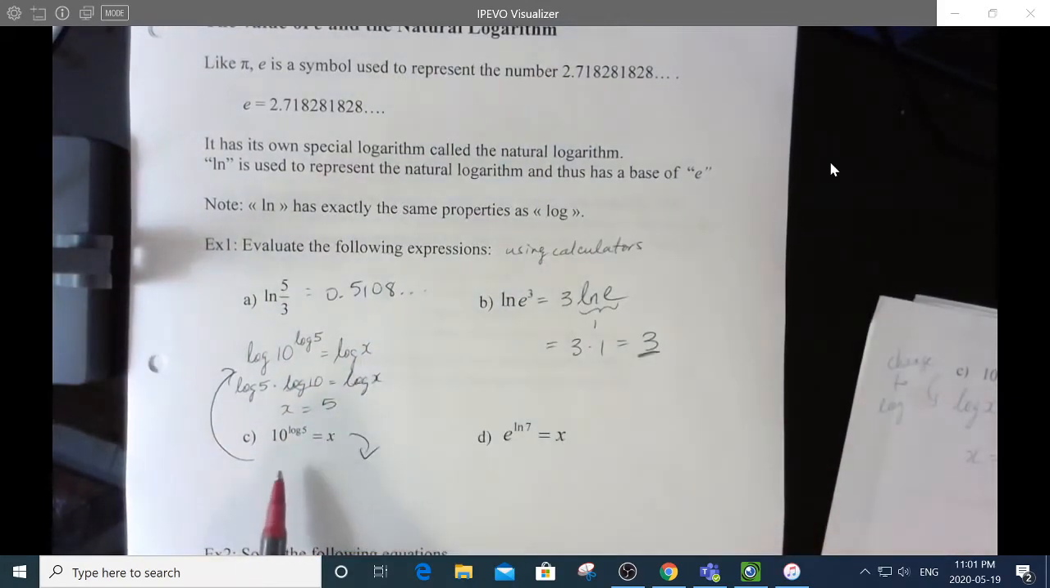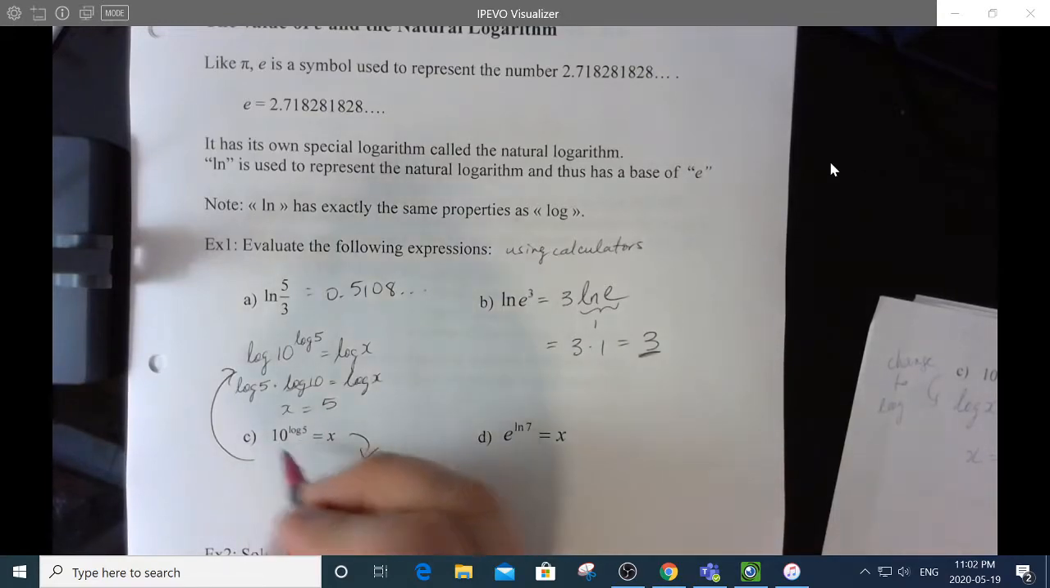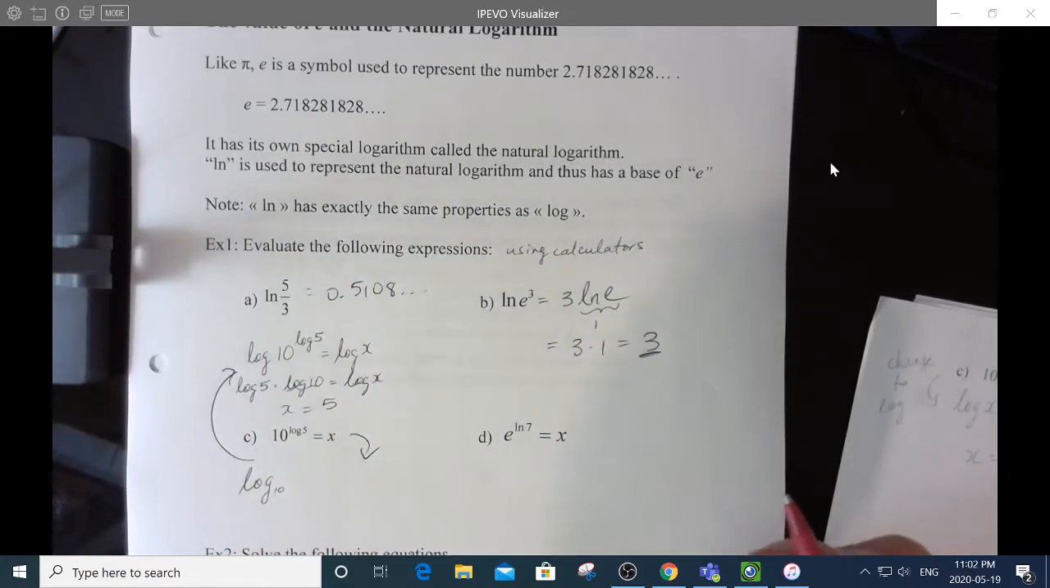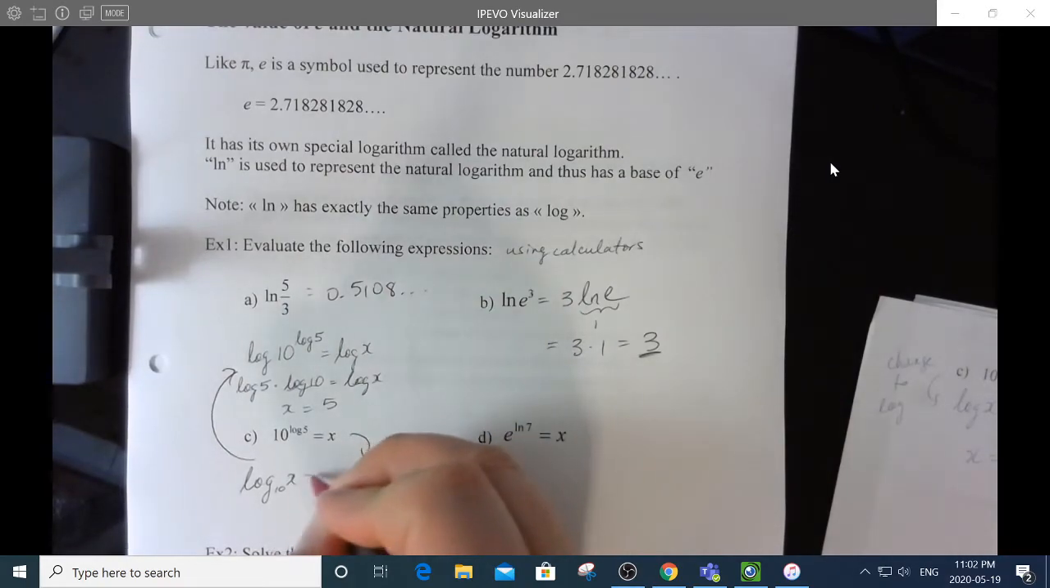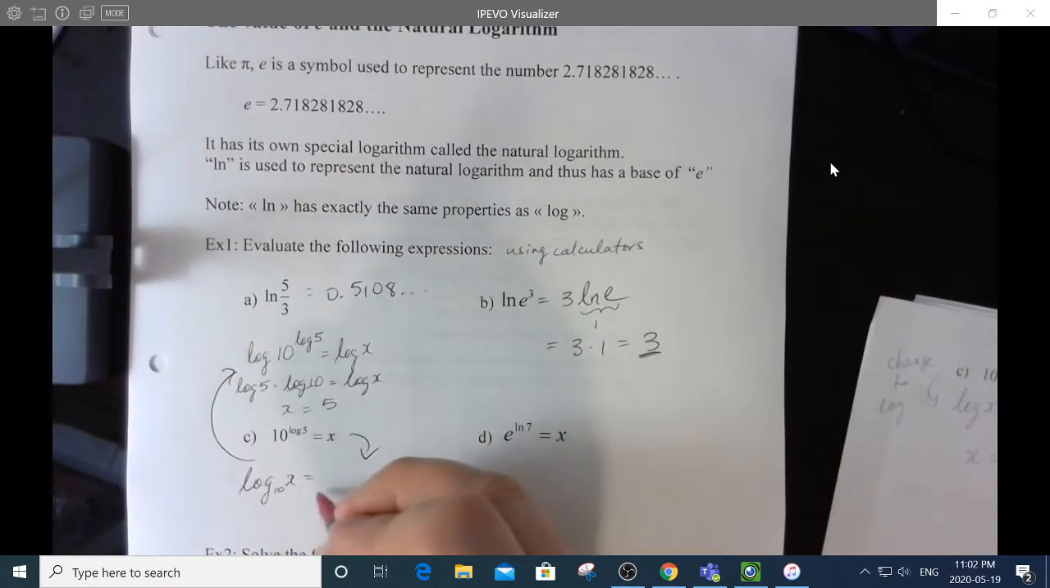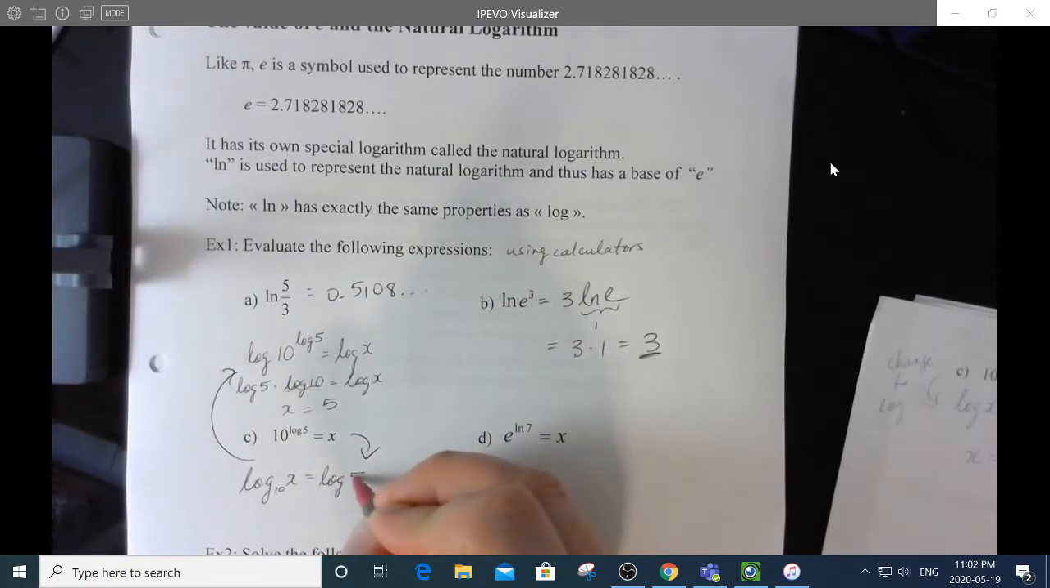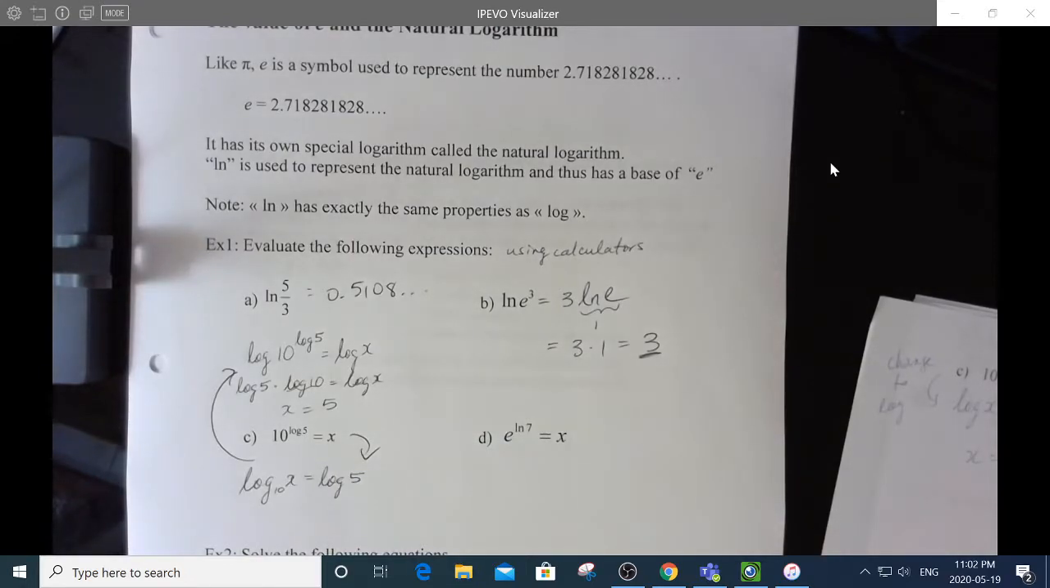If you don't like that way, you notice here I could just rewrite this in log form. I could change it from an exponential equation to a log equation. So the base is 10, so I can write that as log to the base 10. And again, I didn't even need to write the 10. I could have just written log. So log to the base 10 of x, my argument is x, and my exponent is log 5. And once again, log of x equals log of 5, so x must be 5. Basically, you can anti-log both sides of that equation.